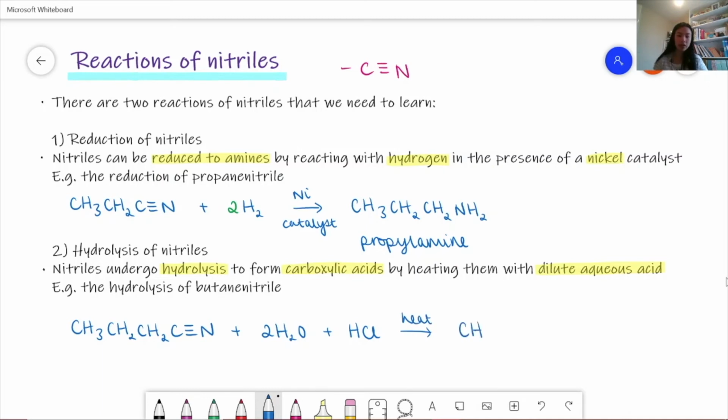So we'd have CH3, CH2, CH2, and then COOH. And we'd also form a salt. So we'd have NH4Cl. So this is butanoic acid.